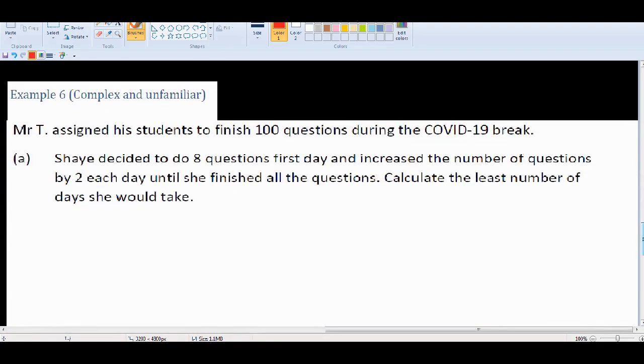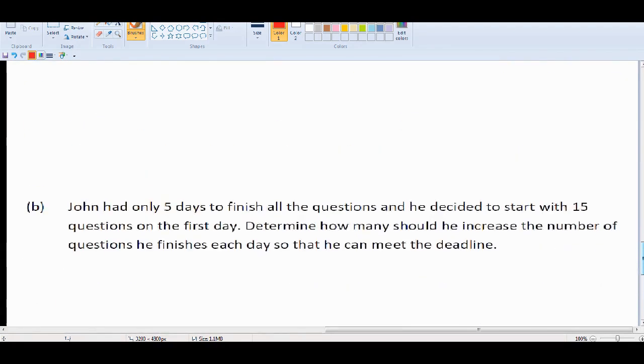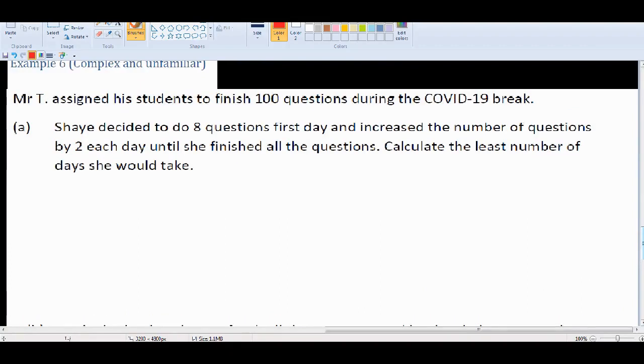Question 6 is also complex and familiar. I use some of the names of our classmates: Shay, John, and Alena, as our subjects for the question. I'm going to give you some time to think about this, to see if you can understand the question and try to set up the rules for solving it.